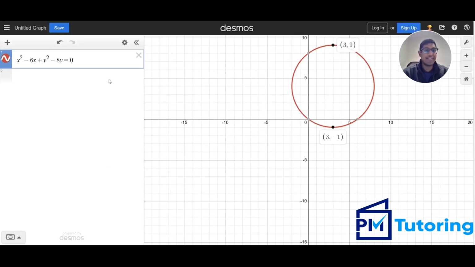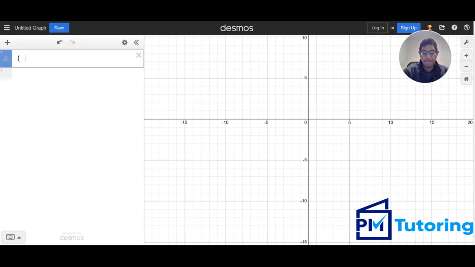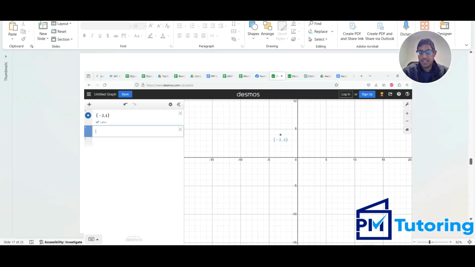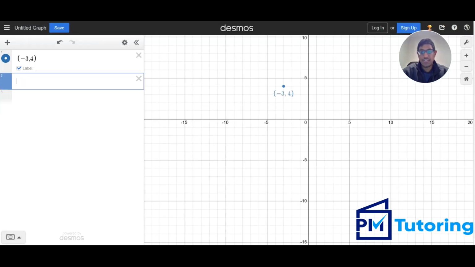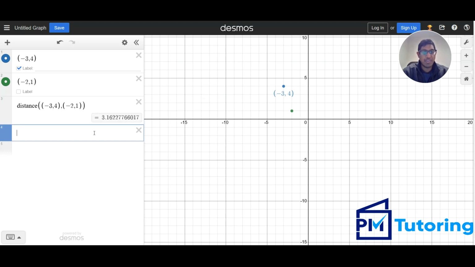So what we can do is just plot those points. And that is a center of (-3, 4). And we'll label that. That's our center. And we have (-2, 1). So two things we could do from here. We could just find the distance between those two points. So let's call that (-3, 4). And we could have assigned these the points, right? Like C is this, and D, whatever you want to call it, is the other point, (-2, 1). So the distance between those two points is 3.1622.